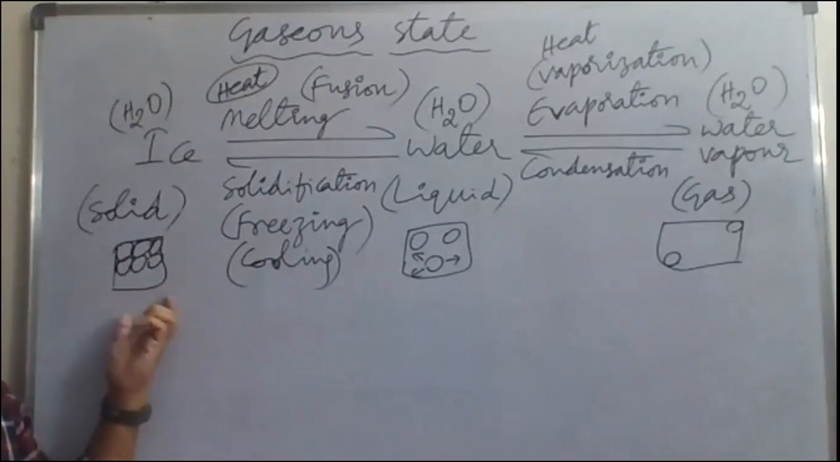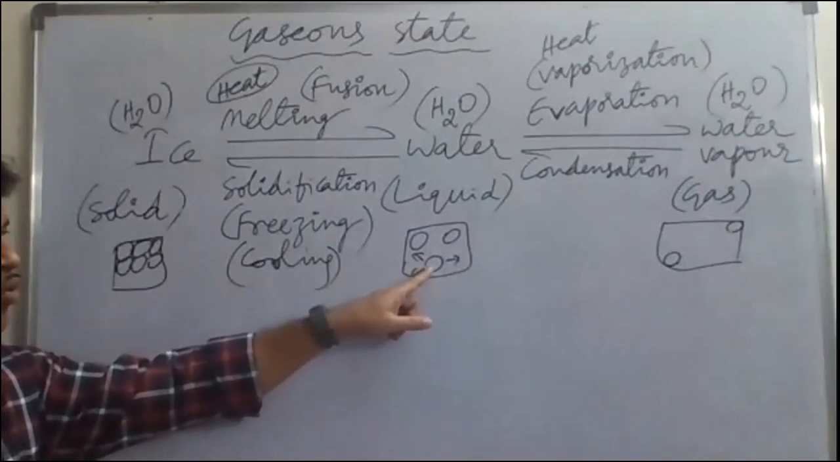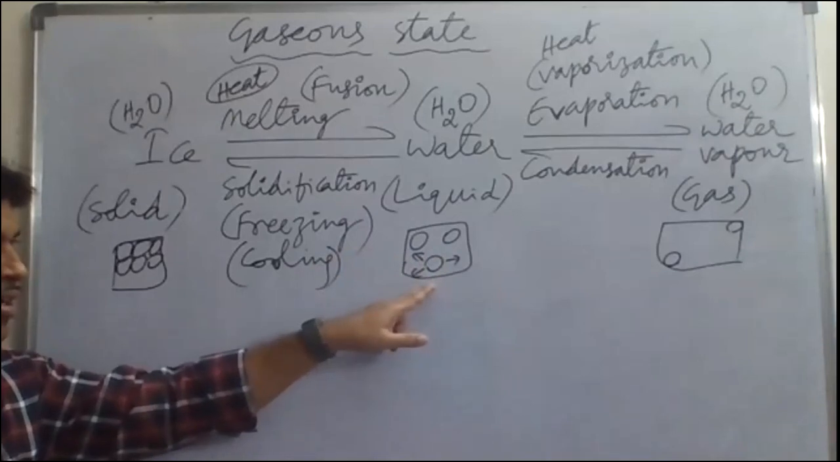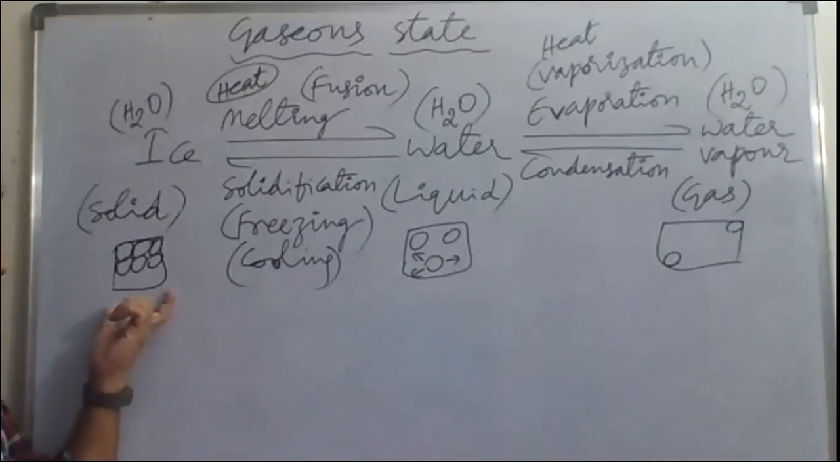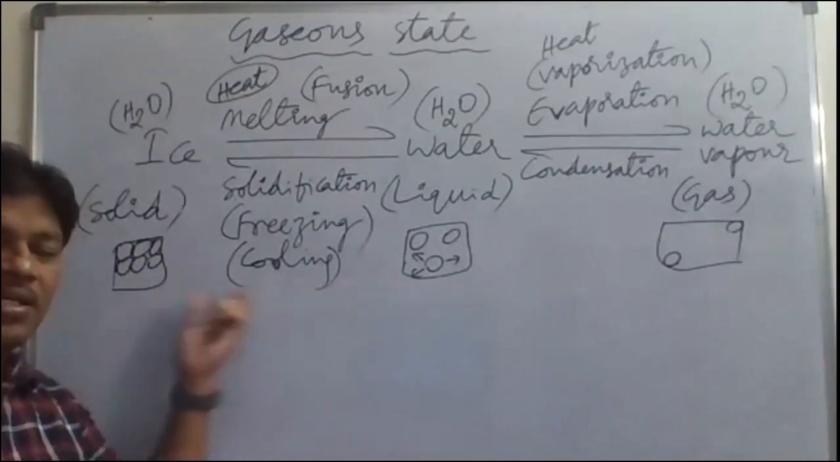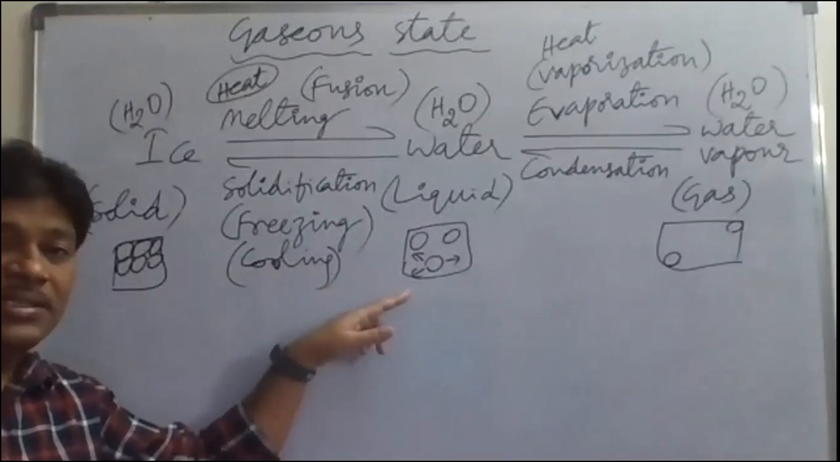So the degree of randomness is less here. But the degree of randomness is more here because the particles are moving in all directions randomly. In solid state, all the particles are orderly arranged and closely packed, but in liquid they are not orderly arranged. So what we have to say: from solid to liquid, the degree of randomness increases.